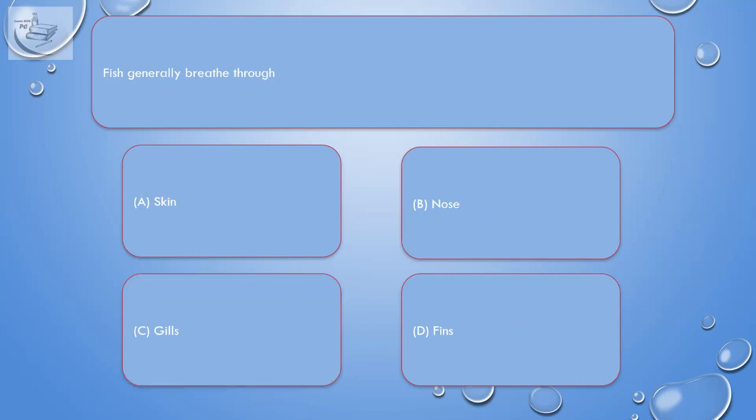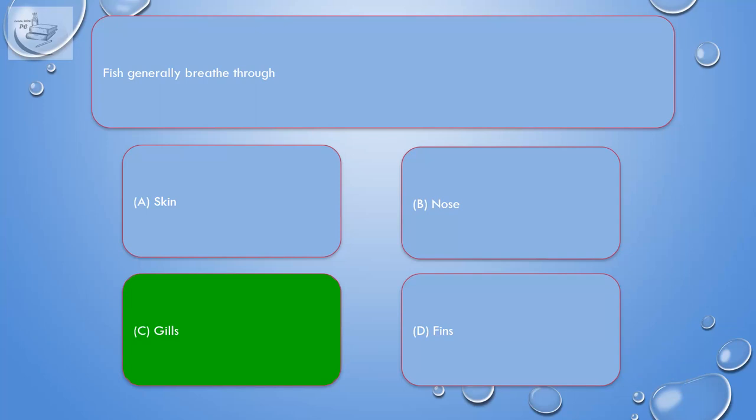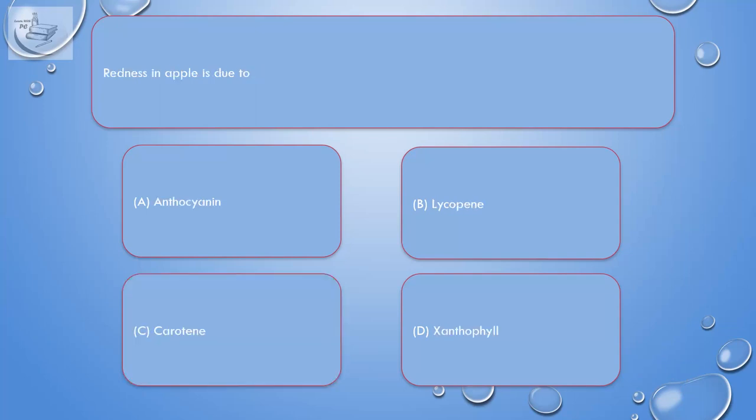Question: fish generally breathe through A. Skin. B. Nose. C. Gills. D. Fins. Correct answer is C. Gills. Question: redness in apple is due to A. Anthocyanin. B. Lycopene. C. Carotene. D. Xanthophyll. Correct answer is A. Anthocyanin.